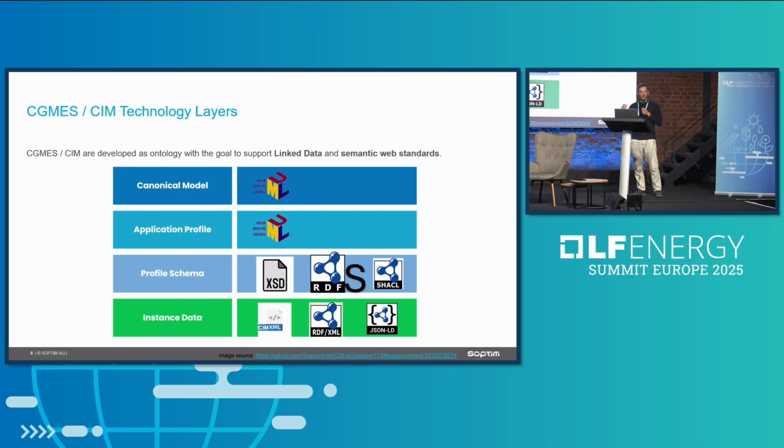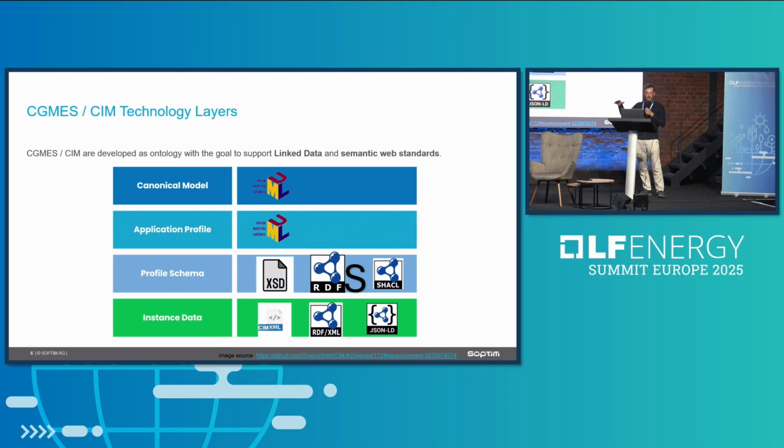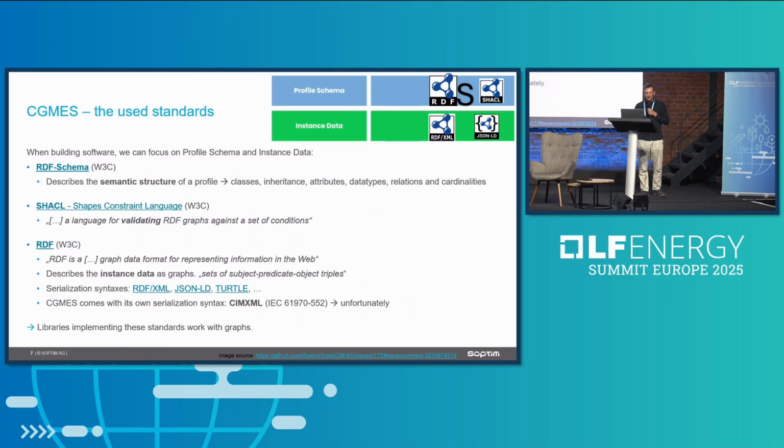They tried to model the real world, everything that's there in electricity grids, from transformers to lines to breakers to power plants, as a huge canonical model, then broke it down into application profiles, and then from this they derive technical artifacts that we can use today. This is profile schema and instance data. So when building software, we can focus on profile schema and instance data, luckily.